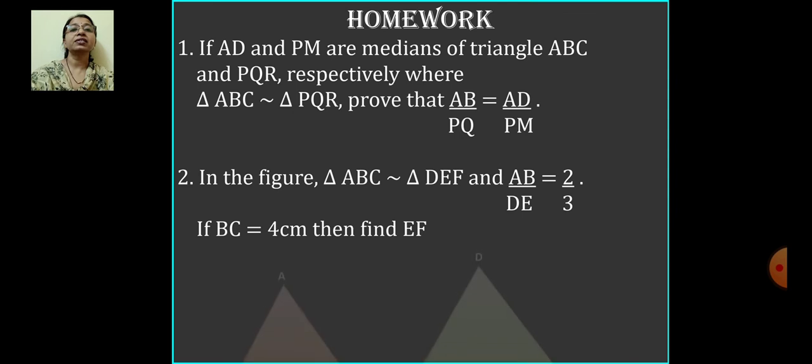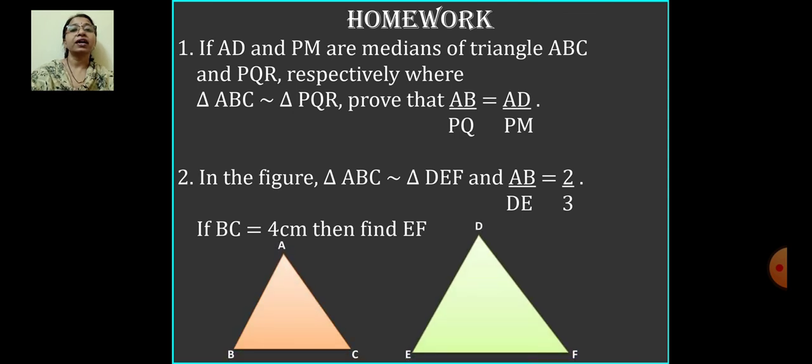Now second is, in the figure, triangle ABC is similar to triangle DEF, and AB upon DE is 2 upon 3, and if BC is equal to 4 centimeter, then find EF. Again very simple: triangles are similar, you take the ratio of corresponding sides, few values are already given to you, and you can calculate the value of the unknown quantity, which is EF.